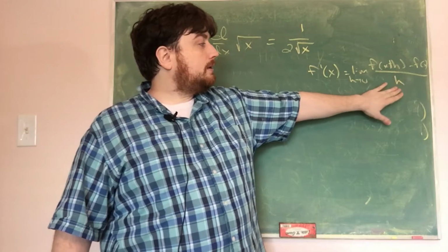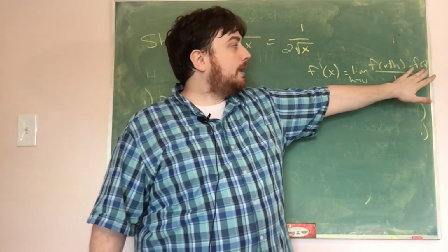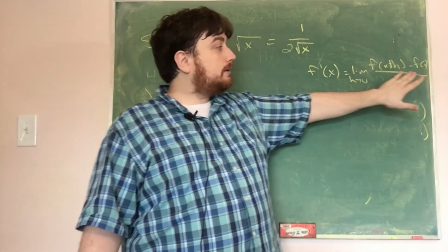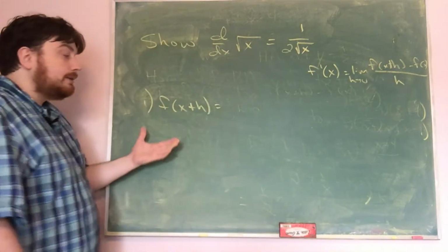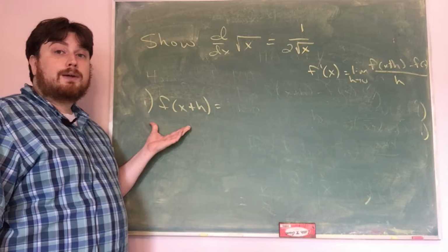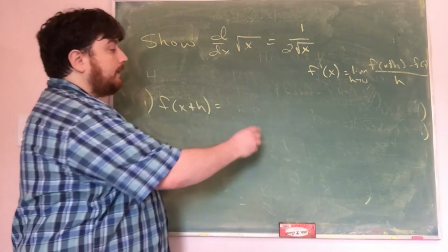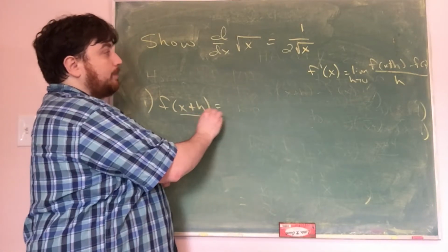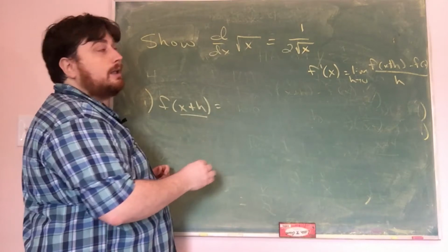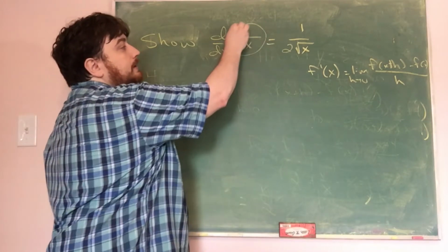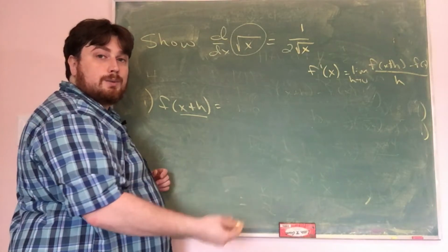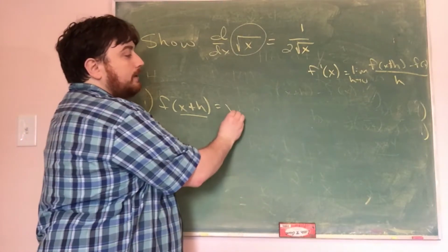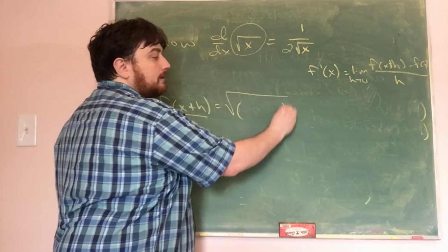And the smallest pieces I see are h. Well, I know what h is. f of x, I know what that is. So the first thing I really need to find is f of x plus h. So my first step here is going to be find f of x plus h. If I do that, all I'm doing is taking x plus h and plugging it in for x into my function, which in this case is the thing I'm taking the derivative of. That is the square root of x. So my function is the square root of x.